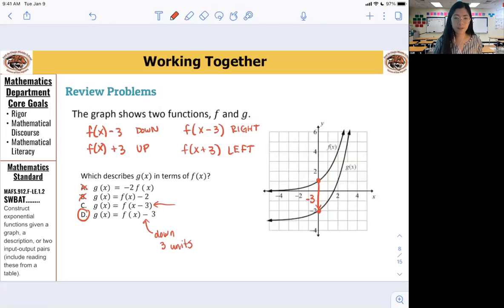Okay, function notation is just telling me where to go. So answer choice D is telling me to go down 3 units. C is telling me to go to the right 3 units, so that's not right. B was telling me to go down 3 units. And A is something that we'll talk about later. We don't have to go over that right now. Any questions on this one? Take a moment, make sure you understand.